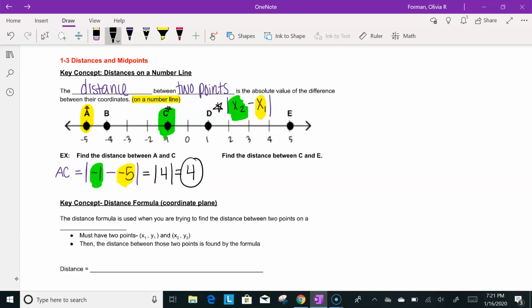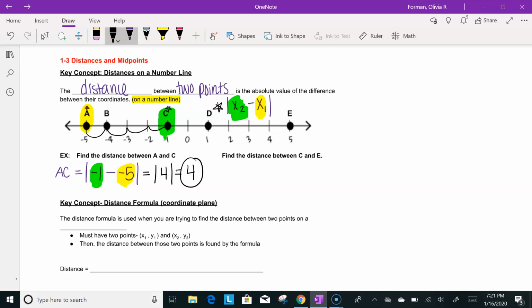Now, obviously, when you have a number line or a graph where it's a horizontal or vertical line, you can just count. If I'm going from A to C, 1, 2, 3, 4, I can clearly see that there are 4 units between them. That's totally fine as well.